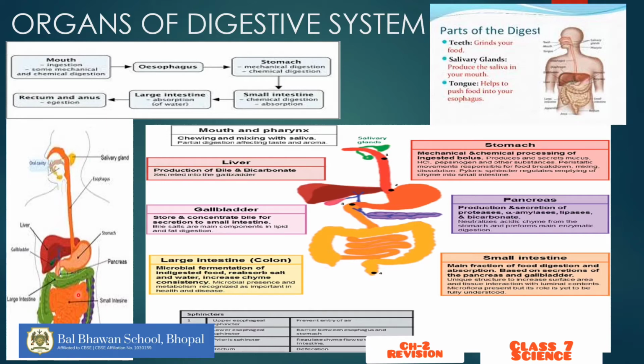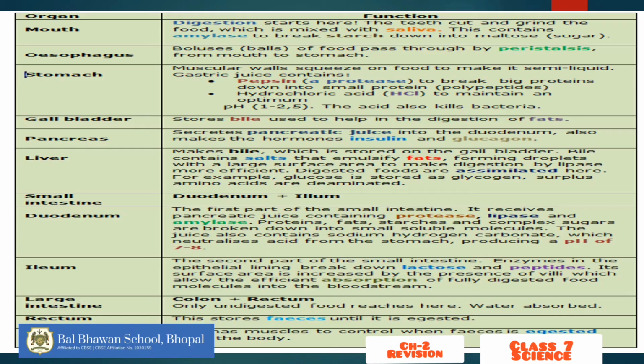Now, coming to the next, which is called the rectum. In the rectum, the undigested food is stored in the form of feces, and then this undigested food material is removed from the body through the anus.